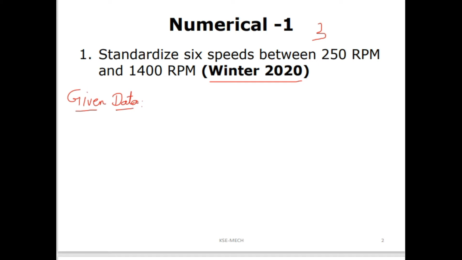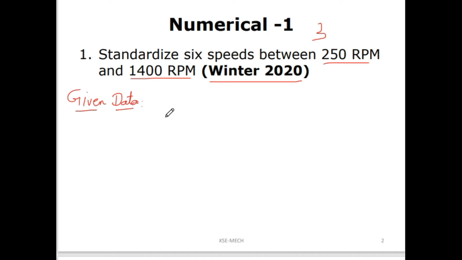First of all, let us understand what this numerical says. There is a machine tool in which the minimum speed is 250 rpm and the maximum speed is 1400 rpm. In between these two speeds, we have to standardize 6 speeds. It means we have to find 6 speeds in this speed range, from 250 rpm to 1400 rpm. So we have to standardize 6 speeds of this machine tool by using preferred numbers. Most probably this type of numerical will be asked, so let us start solving it.